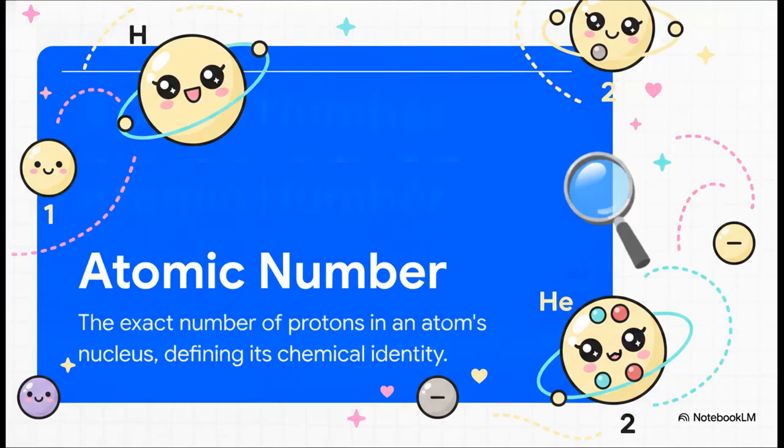Now, while Mendeleev originally used atomic mass to build his table, our modern version is perfectly organized by a much more precise metric, the atomic number. This is the exact number of positively charged protons sitting right in the center, the nucleus of an atom. You read the table from left to right, top to bottom, and this single number uniquely defines an element's chemical identity. It's basically the ultimate ID badge. If you have an atom with one proton, it is always hydrogen, always.